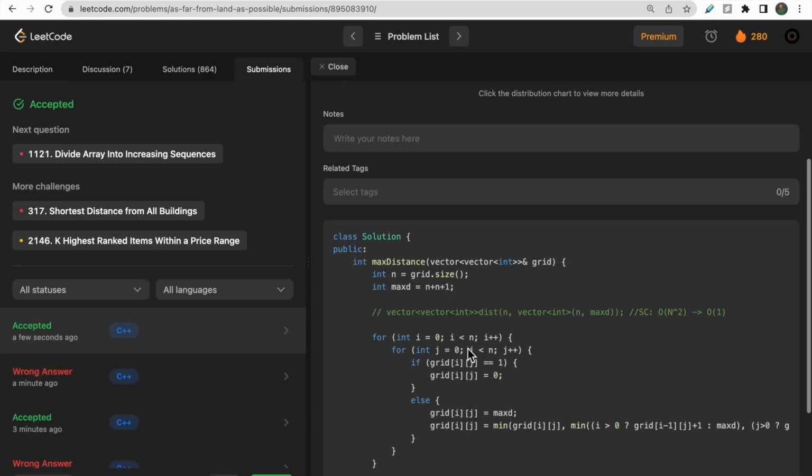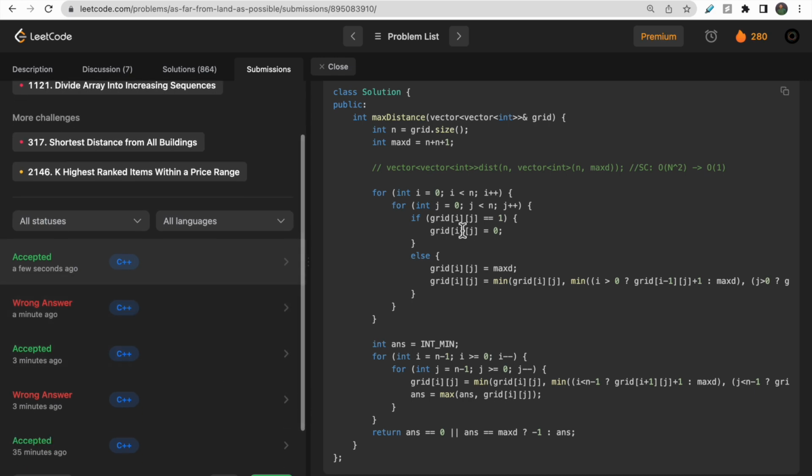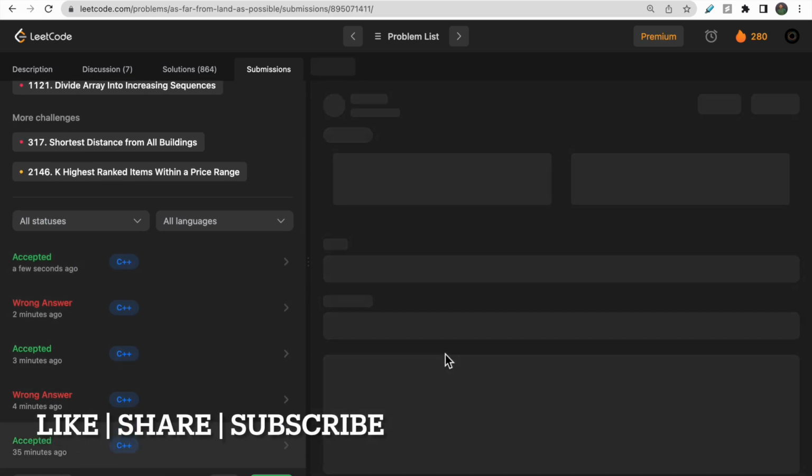So guys, as you can see here, by using a DP approach and doing the solution in O(1) space complexity, we also solved this question. So I hope you guys understood the approach, the intuition, and also the coding part for both the solutions, for this DP approach as well as the BFS approach.